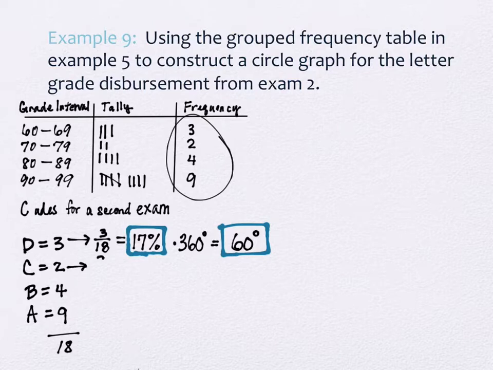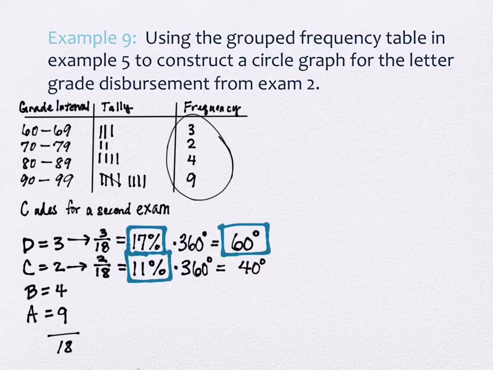So on the next one, we're going to take 2 divided by 18. And what is that as a percentage? 0.1. Okay, and if I multiplied by 100, that'd give me 11%. Right, Hannah? And if I took that value, the 0.1 repeating, and I multiplied by 360, what would be the angle measure? 40. So again, I'm going to need the 11% and the 40 degrees when I'm done here.